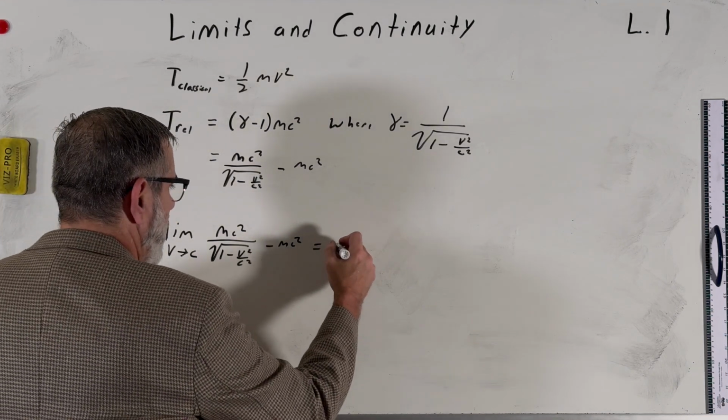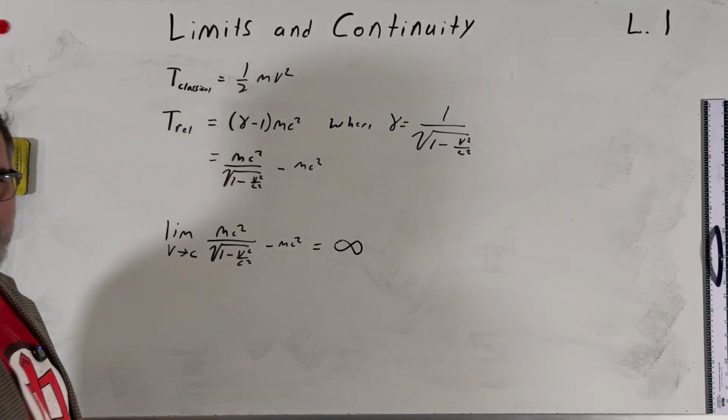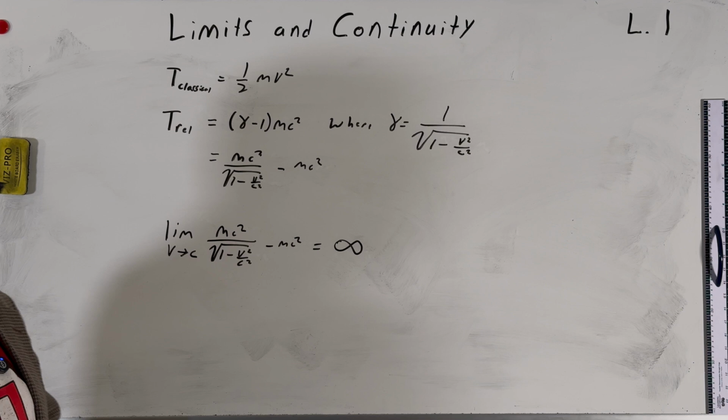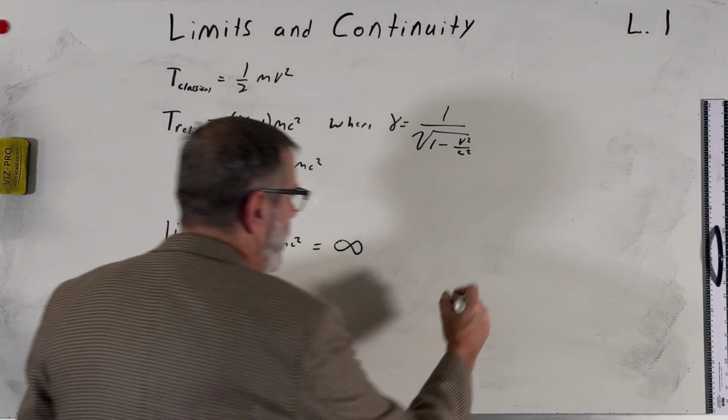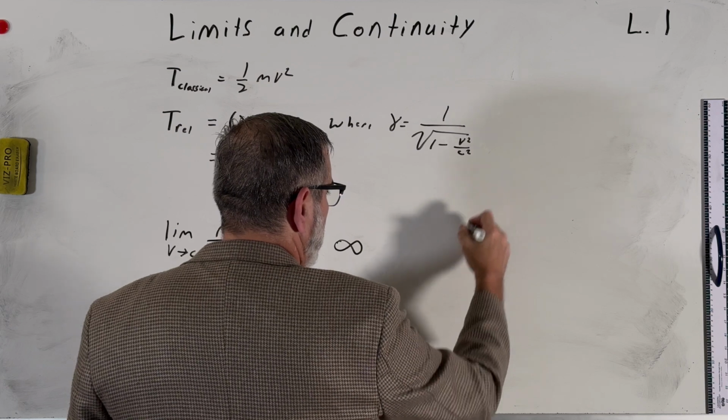And so this constant term makes no difference at all, okay? It's a finite constant. The limit of that is just minus mc squared. It goes to infinity. So what does this look like if I were to graph it?